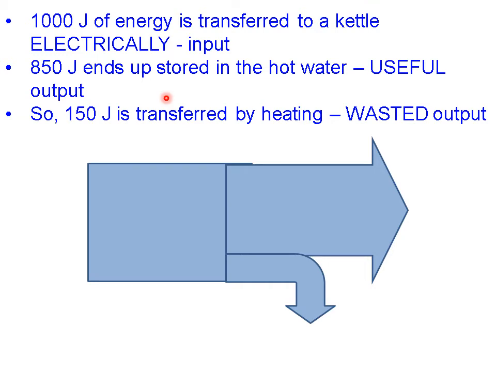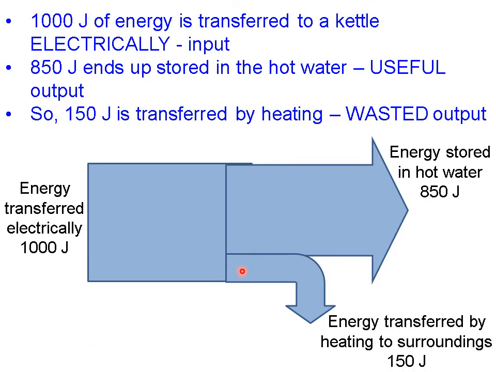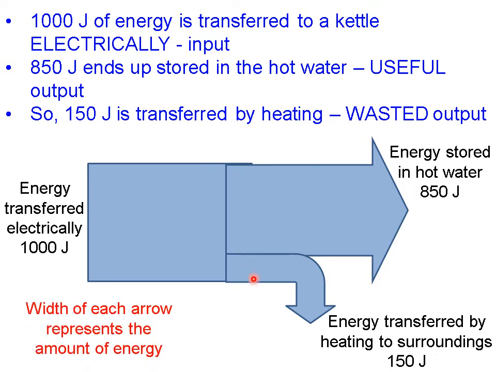And it's just important to note really that the two output energies will add together to equal the input energy. Once you've done that, you can draw your Sankey diagram. So I've got the width of the arrow here that represents the 1000 joules of energy that is being inputted electrically, and then our arrow that points forward is our useful output. So I've labelled that energy stored in the hot water and said that it's 850 joules, and then what we have left over is our 150 joules, and the width of the arrow should represent proportionally the amount of energy, so 850 and 150 here, and that's energy that's transferred to the surroundings, which is wasted.